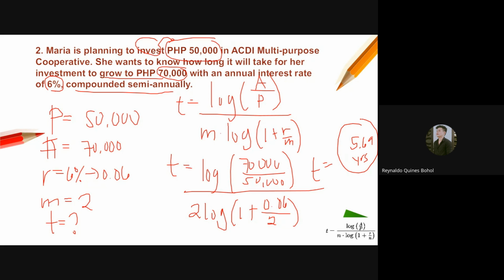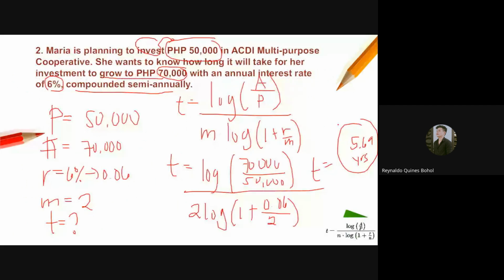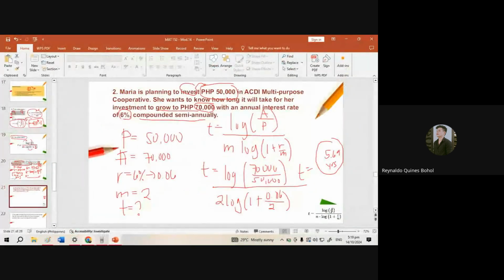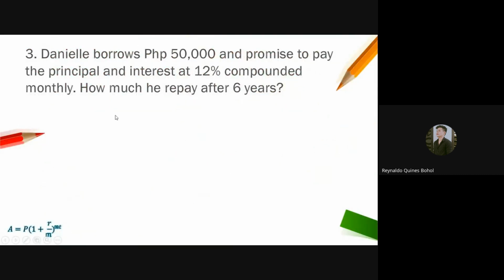Ron Rabayat asks, sir, how did you get the MT? Multiply your M and T. Here, 4 times 4 is 16. Okay, next. 5.69 years is our answer in number 2. Let me try it on my calculator. We have the fraction, the logarithm of the amount, which is 70,000 over 50,000, and we have 2 times log of 1 plus 0.06 over 2. Let me check if it's correct. 5.69 years is correct.